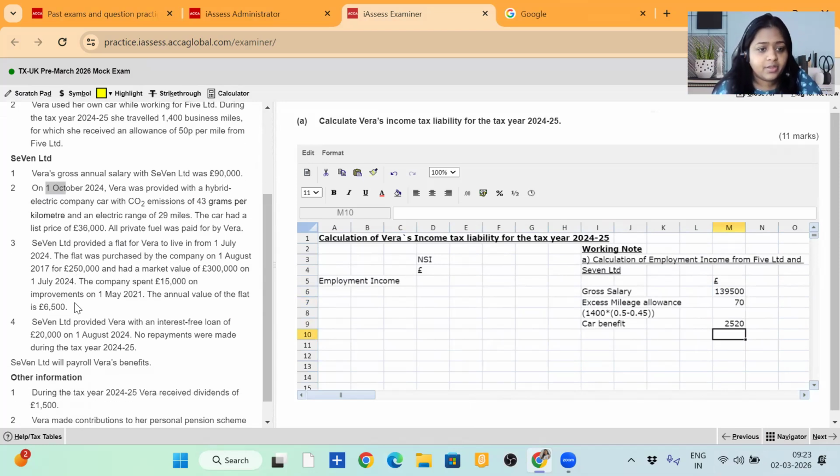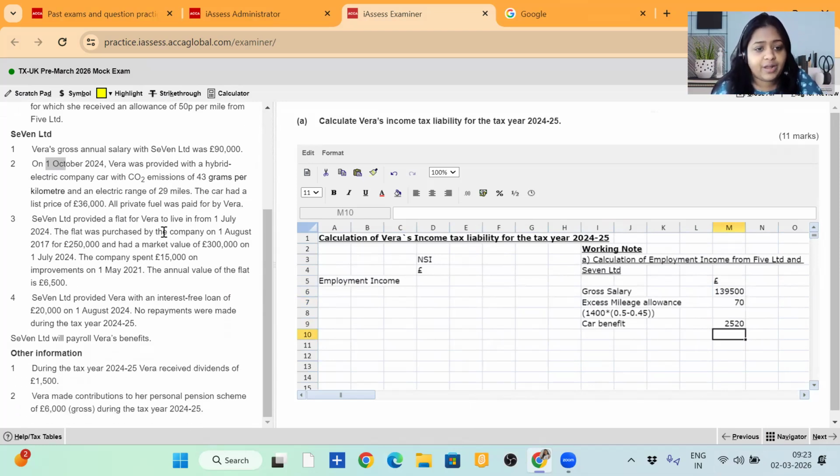Clear? Okay. Now, 7 Limited provided a flat for Vera. So here we have living accommodation benefit. Even if this benefit is 0, you have to show it here and mark it as 0. Otherwise, you will not get marks.